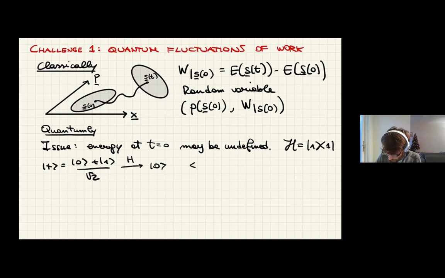Now it's easy to know what's the average amount of work required for this transformation, which is just the average energy at the end minus the average energy at the beginning. Okay, so this is the amount of work that is needed to do the transformation. The average energy at the end is 0. The average energy at the beginning is 1/2, because 0 has energy 0 and 1 has energy 1. So the average change of energy is minus 1/2. And this is fine, but what we really wanted to know is fluctuations. What are the fluctuations of this quantity? Okay, so there is one solution that is, I think, still probably the most used solution, which is to measure the energy at the beginning and measure the energy at the end.